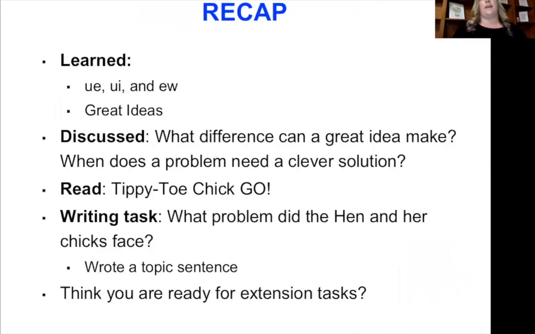Let's review what we did today. Today, we learned the sounds for the long U patterns in care using UE, UI, and EW. We also learned about the topic, great ideas. We discussed what difference a great idea can make and when a problem would need a clever solution. We read the first part of our text, Tippy-Toe Chick, Go. We wrote the answer to the question, what problem Hen and her chicks faced. We created a topic sentence together, and it's your job to complete the rest. Think you're ready for extension tasks?